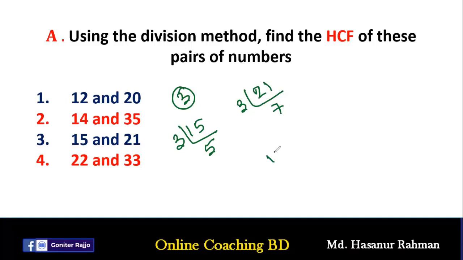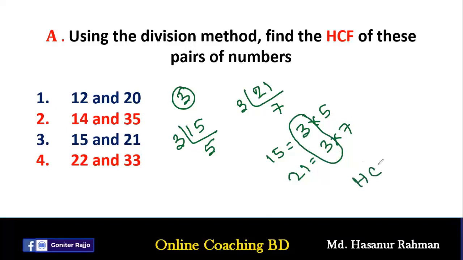So we can express 15 in this way: 15 is equal to 3 multiplied by 5. And 21 is equal to 3 multiplied by 7. Now we can say that this 3 is common in both 15 and 21. So what will be our HCF? So HCF will be 3. And that is the final solution of number 3. So by the division method, the HCF of 15 and 21 will be 3.